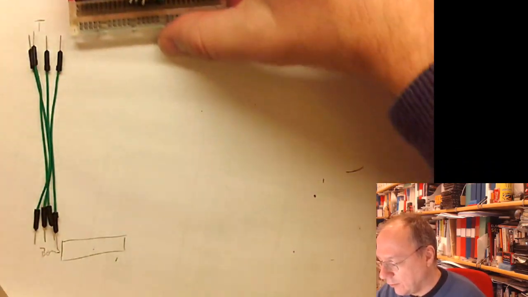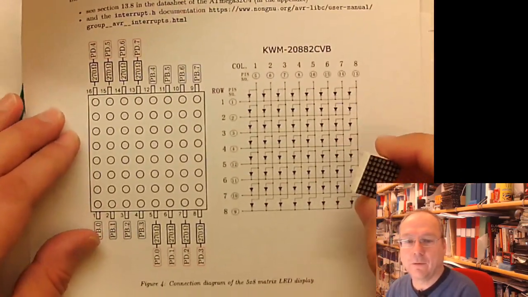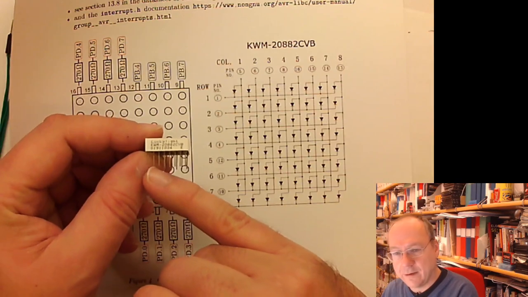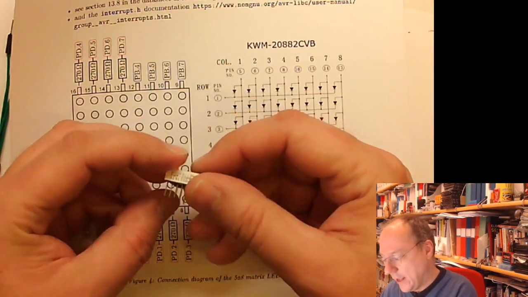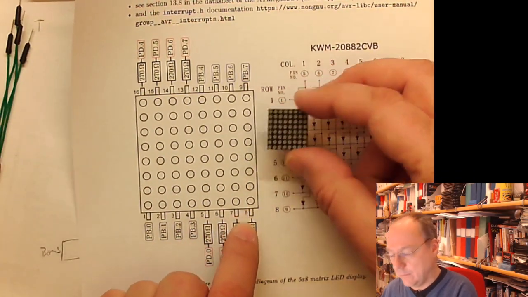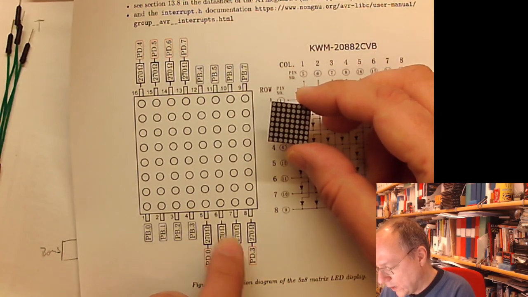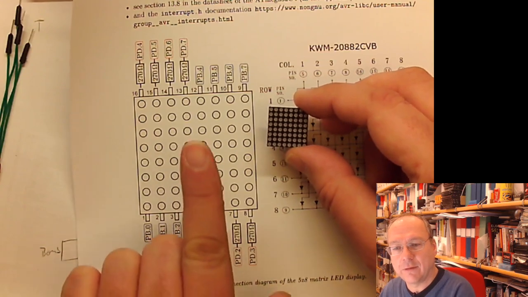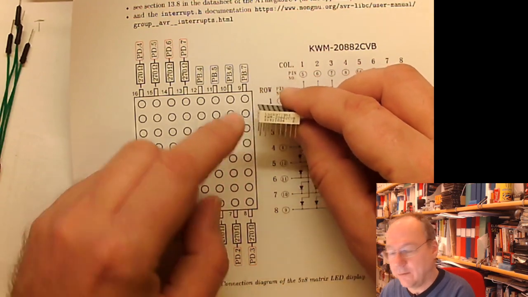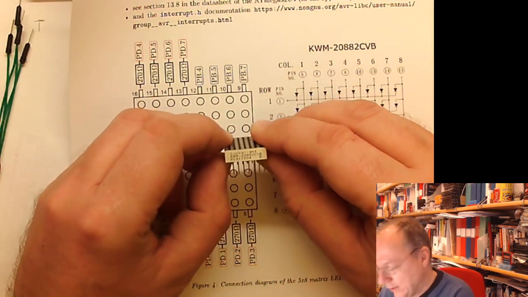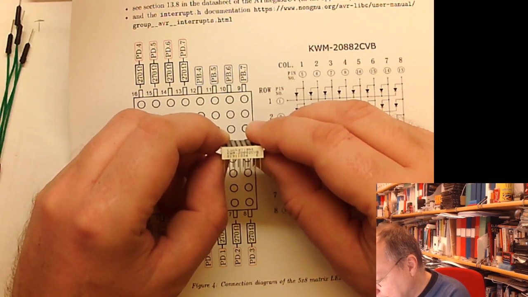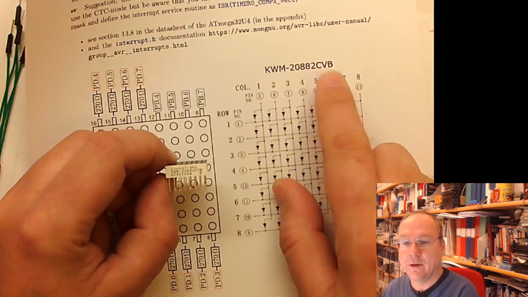The data sheet of this dot matrix display is also on Studium, and it has 16 pins. It has 2 rows of 8 pins. And if you put it with the text looking at you, I could have indicated this in some way on this picture. I will update this picture and show that the text is actually down here. So here it says who the manufacturer is. Lucky Light is the manufacturer of this display, and it's a KWM-2882CVB. So this is the full name of the display.